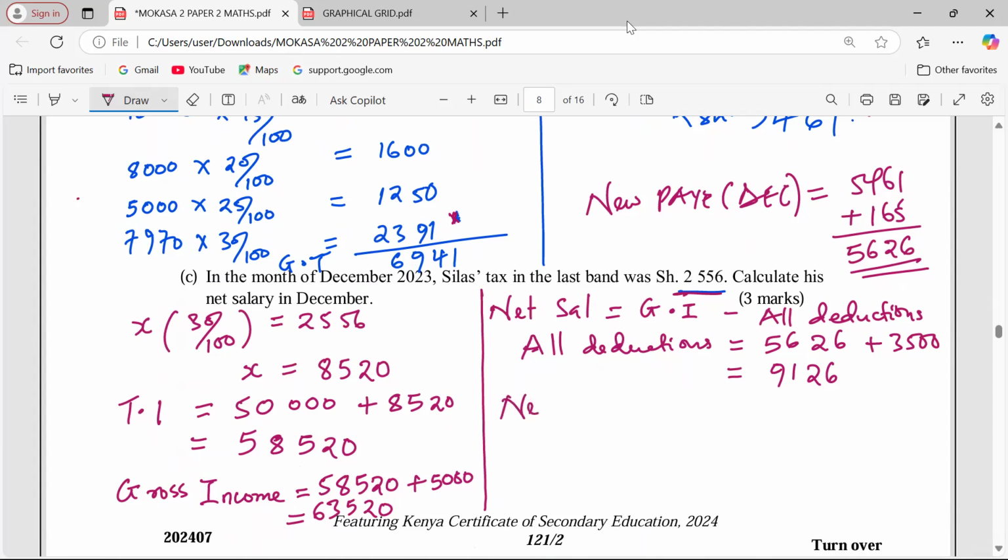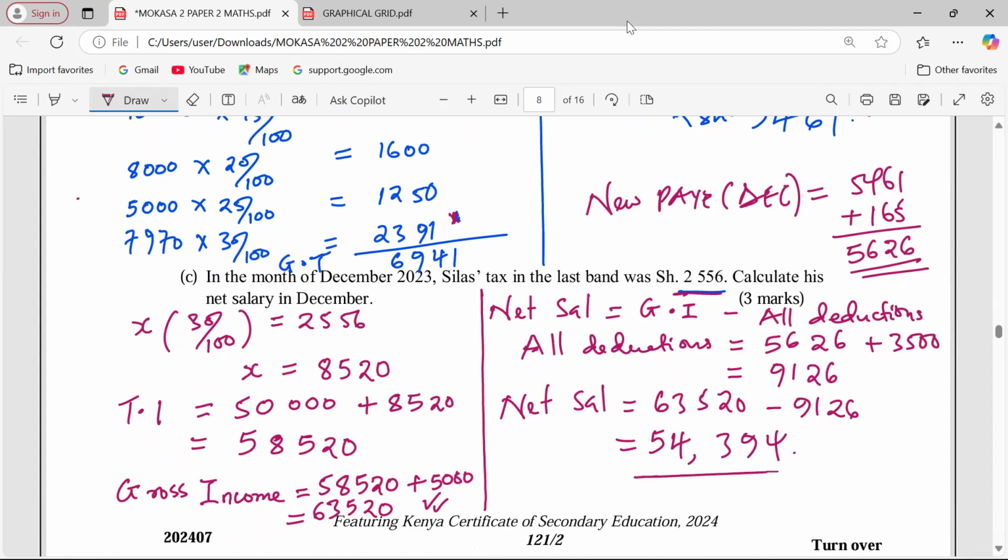Therefore, the net salary shall be, when we take the gross income of 63,520 and we subtract 91.26, 63,520 minus 91.26 gives us 54,394 Kenya shillings. So this is the net salary.